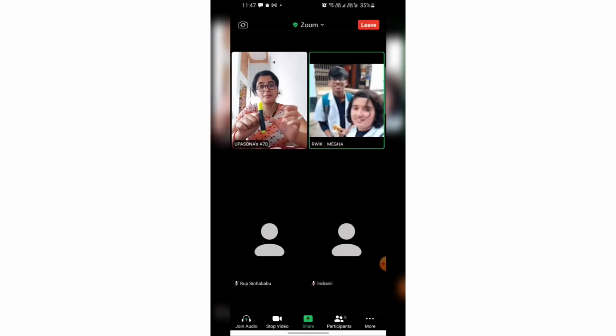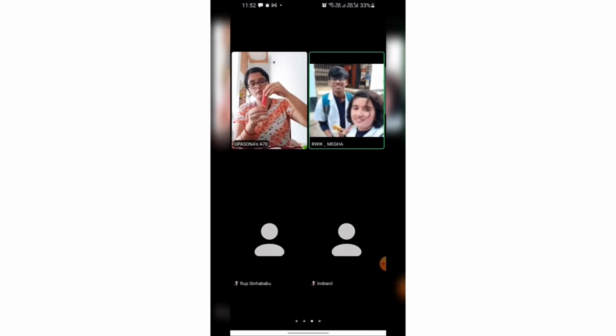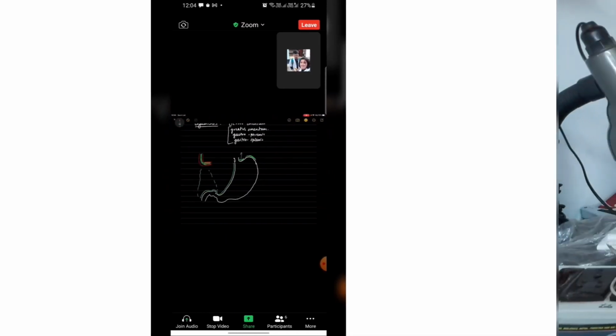Then we also discussed the lymphatic drainage and the nerve supply, and this is the part where I was explaining to them the development of the stomach. Yes, the highlighter was used as the foregut, and then I used clay to give them a better demonstration of the lesser curvature and the greater curvature.